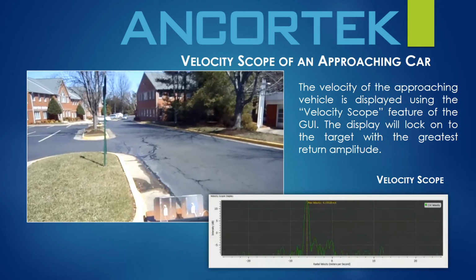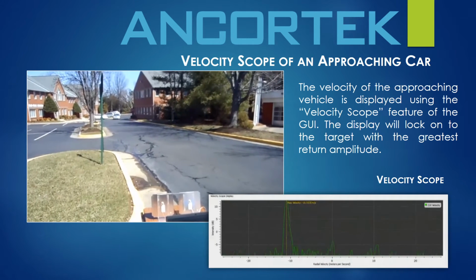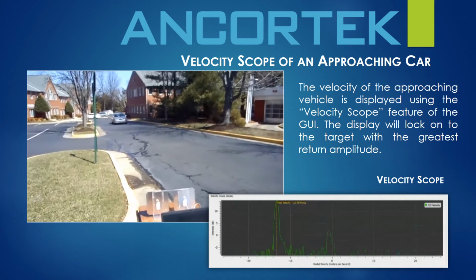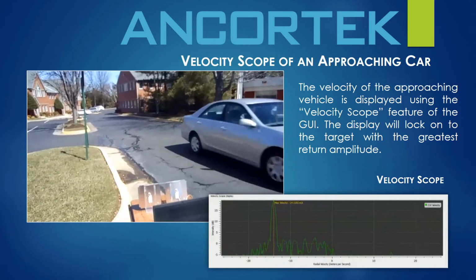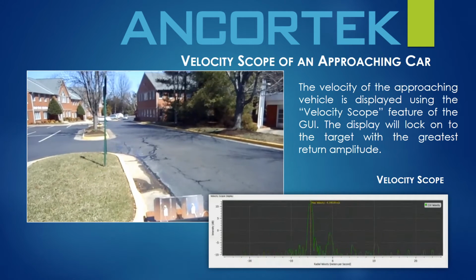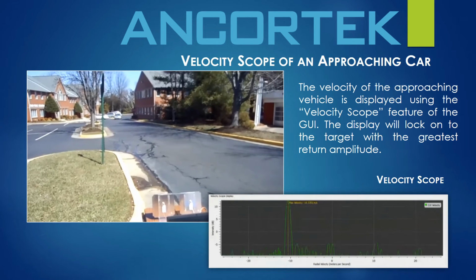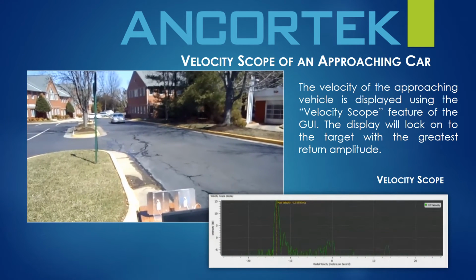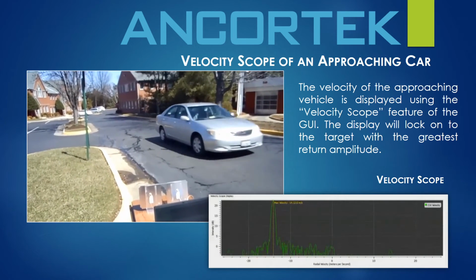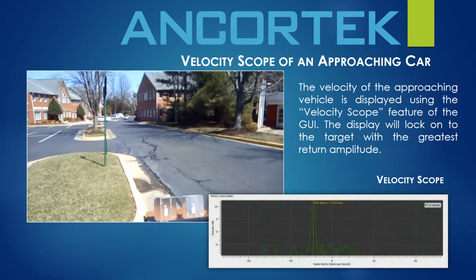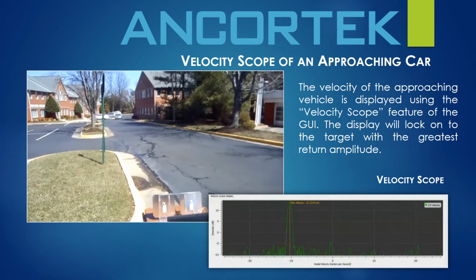In this experiment, we're moving back outdoors and switching gears to velocity measurements as we've set up the radar to track the motion of an oncoming vehicle. We've configured the GUI to run a velocity scope display and set up the radar waveform to a simple continuous wave. Now, we can easily detect and track the oncoming car and measure its relative velocity.